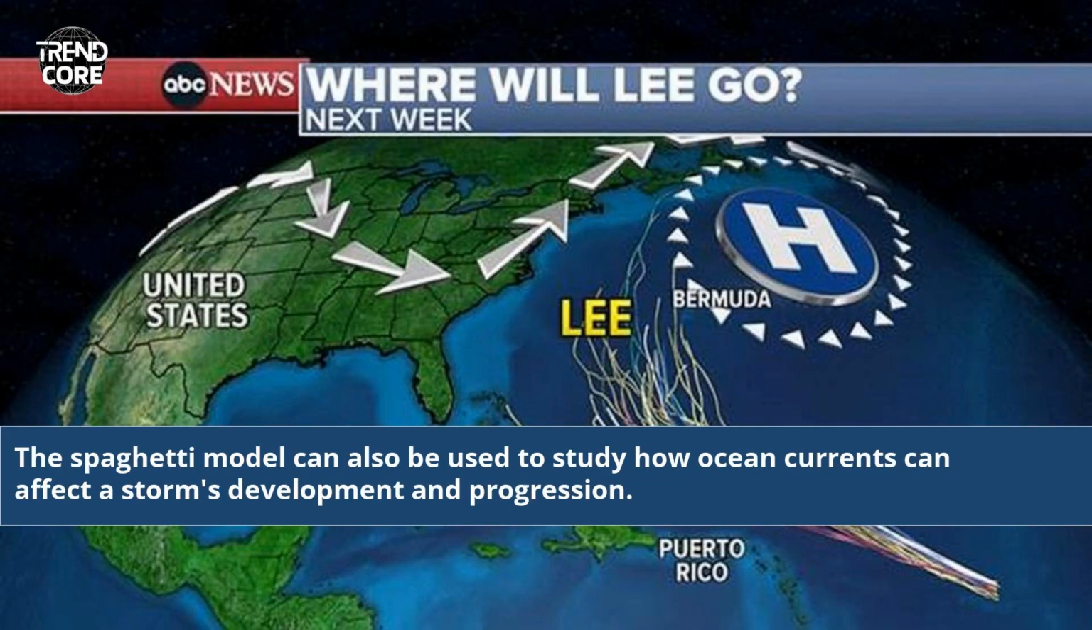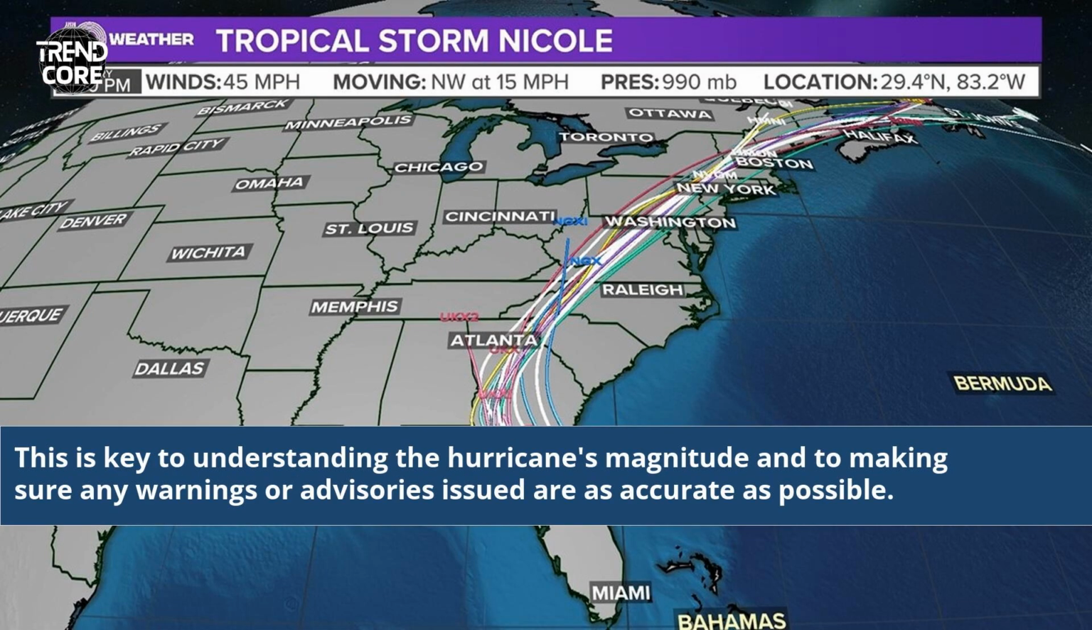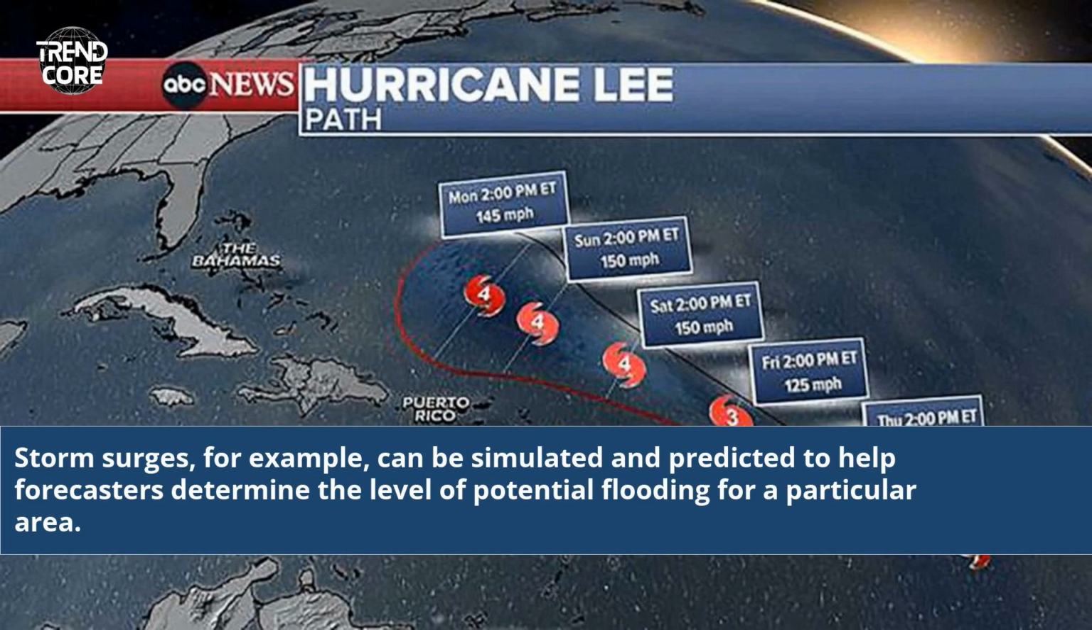The spaghetti model can also be used to study how ocean currents can affect a storm's development and progression. This is key to understanding the hurricane's magnitude and to making sure any warnings or advisories issued are as accurate as possible. Storm surges, for example, can be simulated and predicted to help forecasters determine the level of potential flooding for a particular area.